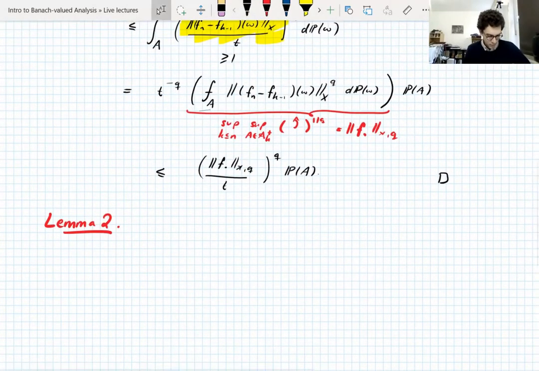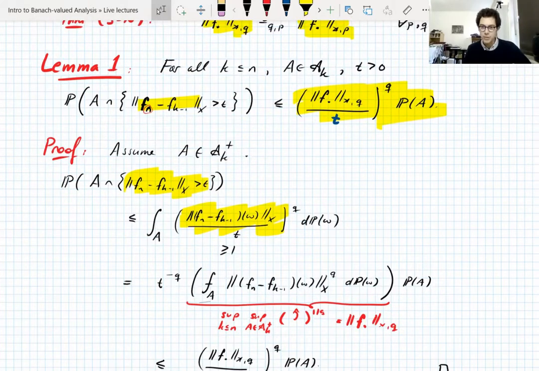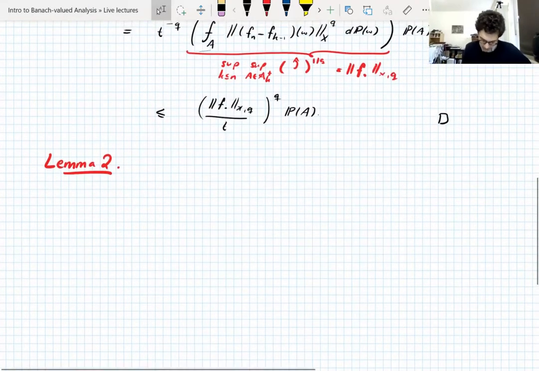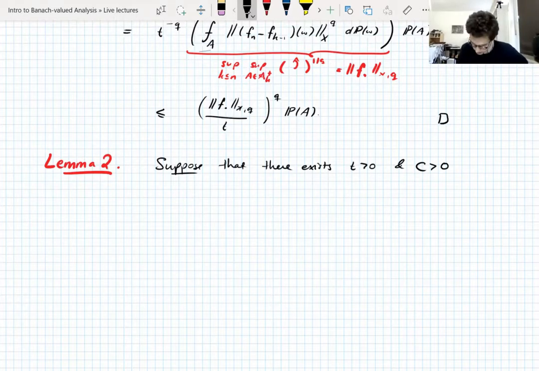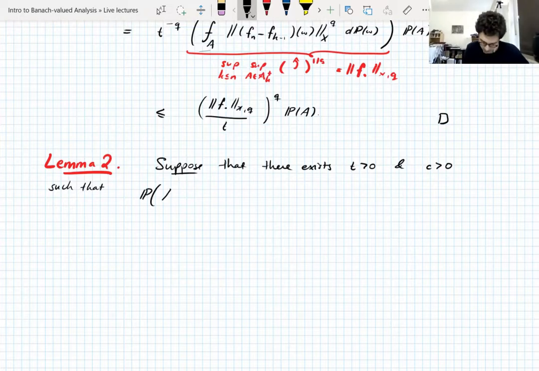Now, lemma two looks a bit like lemma one, but it takes a somewhat different form. In lemma two, instead of just proving something universally, like we proved in lemma one, we're going to start with a condition. We're going to say, suppose that there exists t greater than zero and a constant c greater than zero. I'm writing it as a capital C in my notes, but I think I should really write it as a small c because you want to think of c as small. Suppose there exists t and c such that this probability, the same thing we were looking at in lemma one, is less than or equal to that constant c times the probability of A.